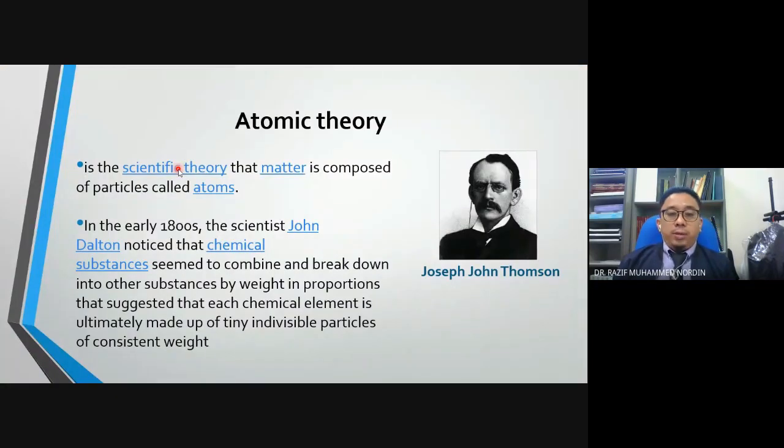So under atomic theory, J.J. Thomson said that matter is composed of particles called atoms. In the early 18th century, the scientist John Dalton noticed that chemical substances seem to combine and break down into substances by weight in proportions that suggest that a chemical element is ultimately made up of tiny invisible particles of consistent weight.